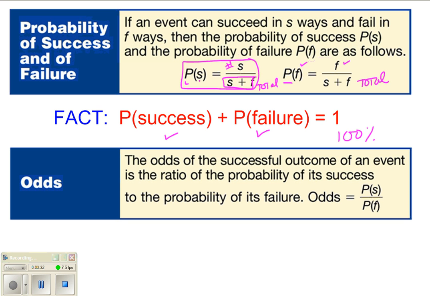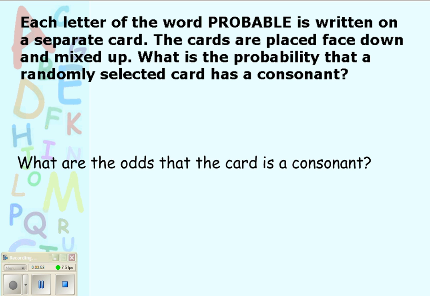Odds are one that people have trouble with. Odds just compares the successes to the failures. Here they're defining it as the probability of a success to the probability of a failure. That's one way of doing it. I also could just compare the number of successes to the number of failures. So notice how odds does not include the total amount.